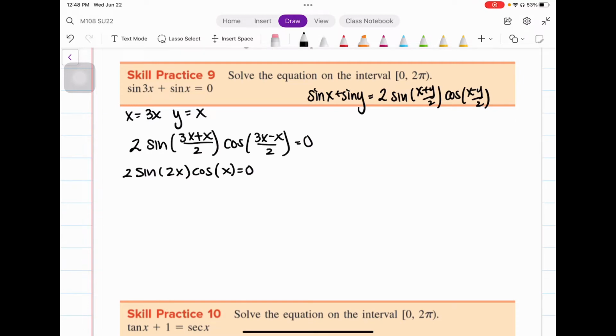I then have 2 times the sine of 2x times the cosine of x equals 0. I can divide through by 2. 2 sine 2x cosine x divided by 2 is sine 2x cosine x. 0 divided by 2 is 0. And now I can use the zero product property to set sine 2x equal to 0 and cosine x equal to 0.